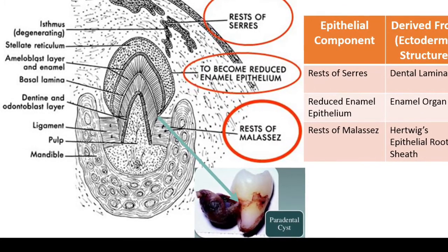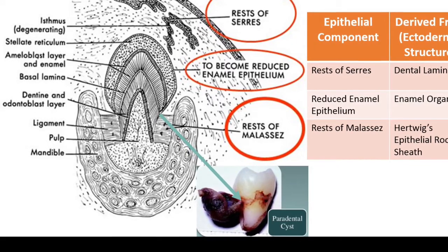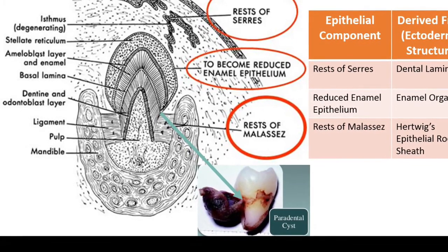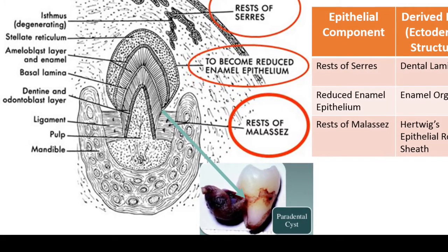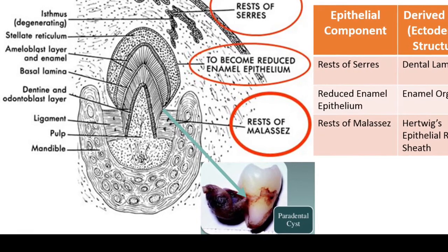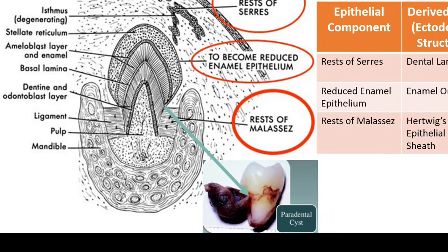So, there's no overall consensus in the literature at present whether it's the reduced enamel epithelium or whether it's the rests of Malassez that cause paradental cyst formation, but there is a general agreement that the stimulating process is largely inflammatory in nature.